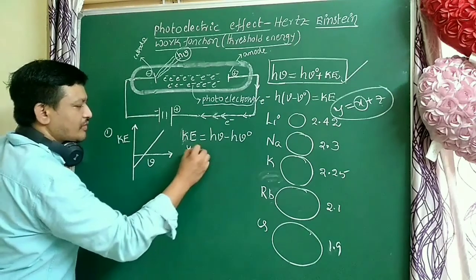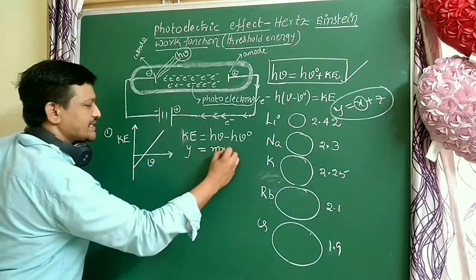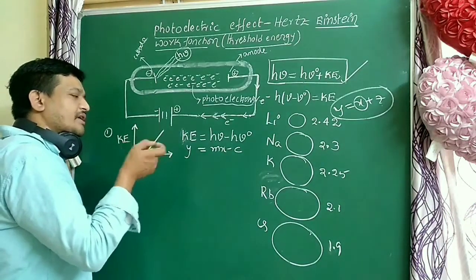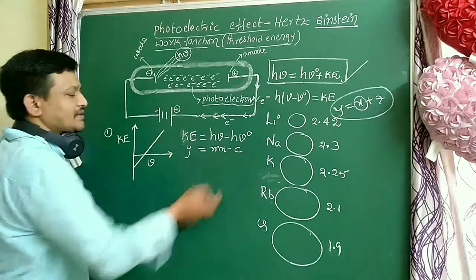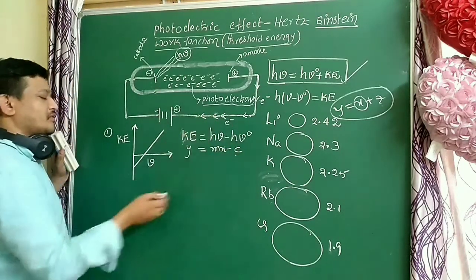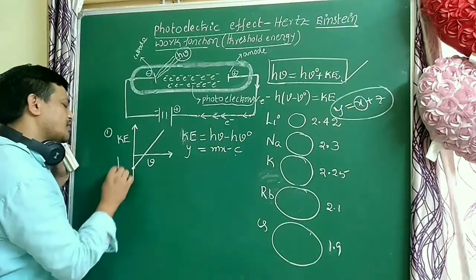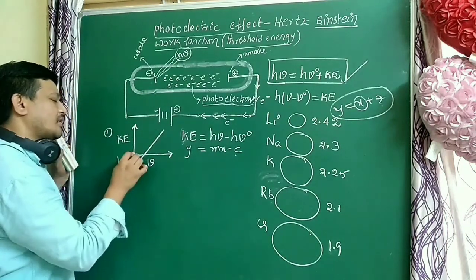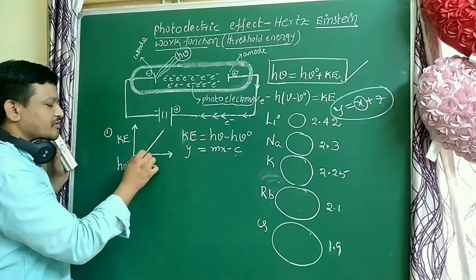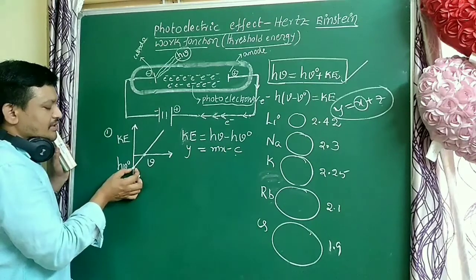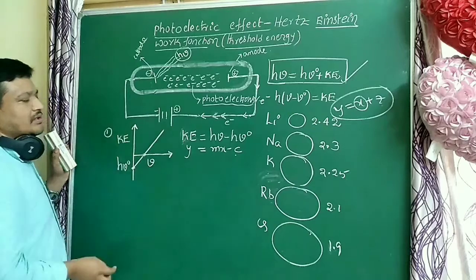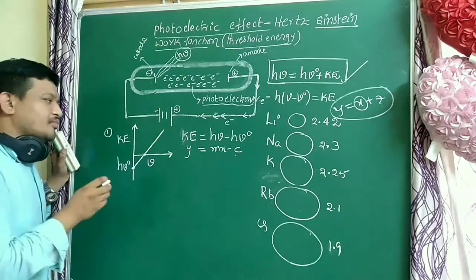So this is the y equals mx minus c form. So the intercept is negative. What is the intercept here, students? Minus h mu naught. Here minus h mu naught, here plus h mu naught, for example, this is minus 10, this is plus 10, this is minus 20, this is plus 20. So negative intercept, positive slope.